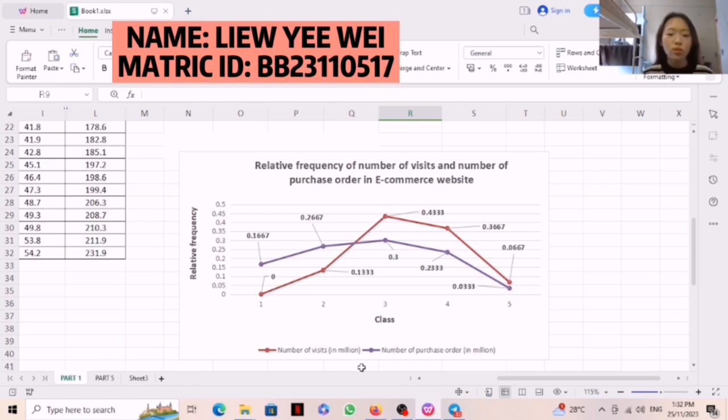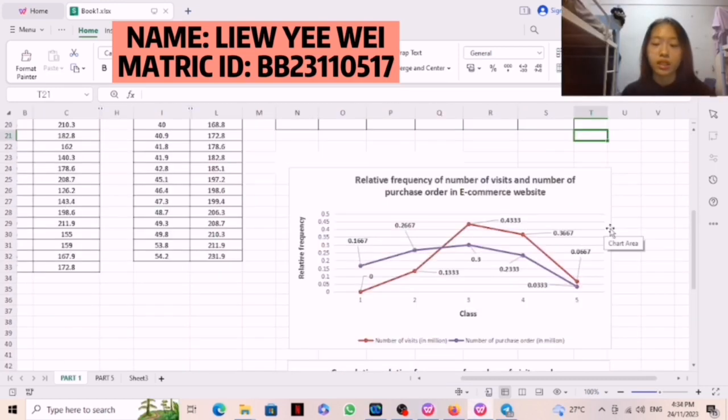The red line shows the number of visits in million and the purple line shows the number of purchase order in million. In my analysis comparing the relative frequency between number of visits and number of purchase order, I observed that number of visits had a lower relative frequency compared with the number of purchase order in class 1 and class 2. For example, the relative frequency of number of visits in class 1 is 0, which is lower than the number of purchase order, which is 0.1667.